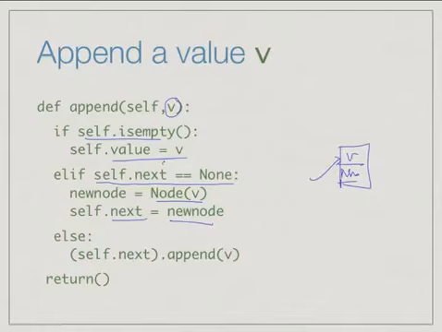And the final case is that if self.next is not none, then we have something else after us. So we go to that next element, self.next, and with respect to that next element, we reapply the append function with the value v. So this is the recursive call.